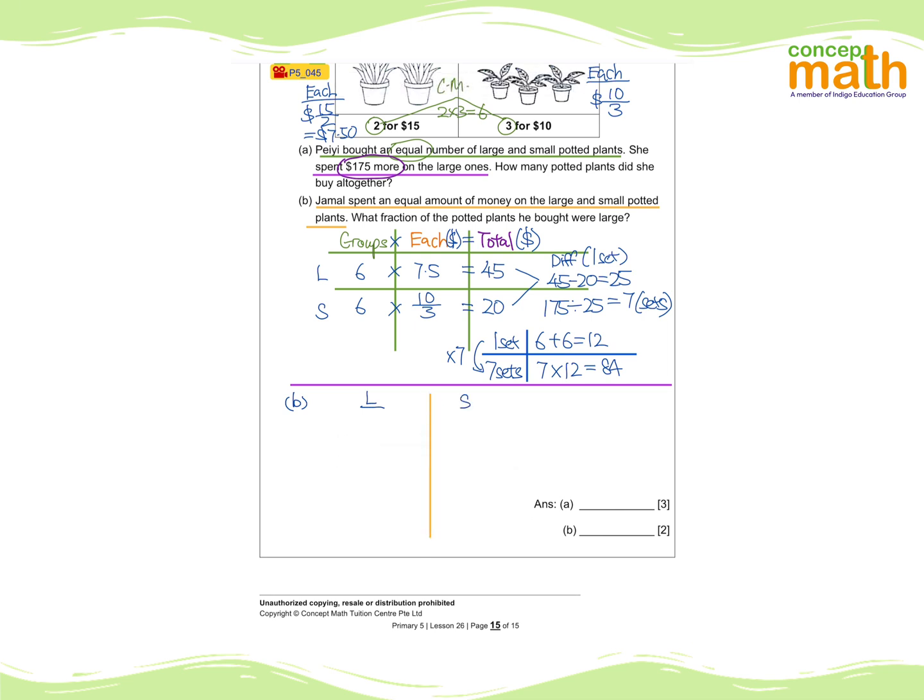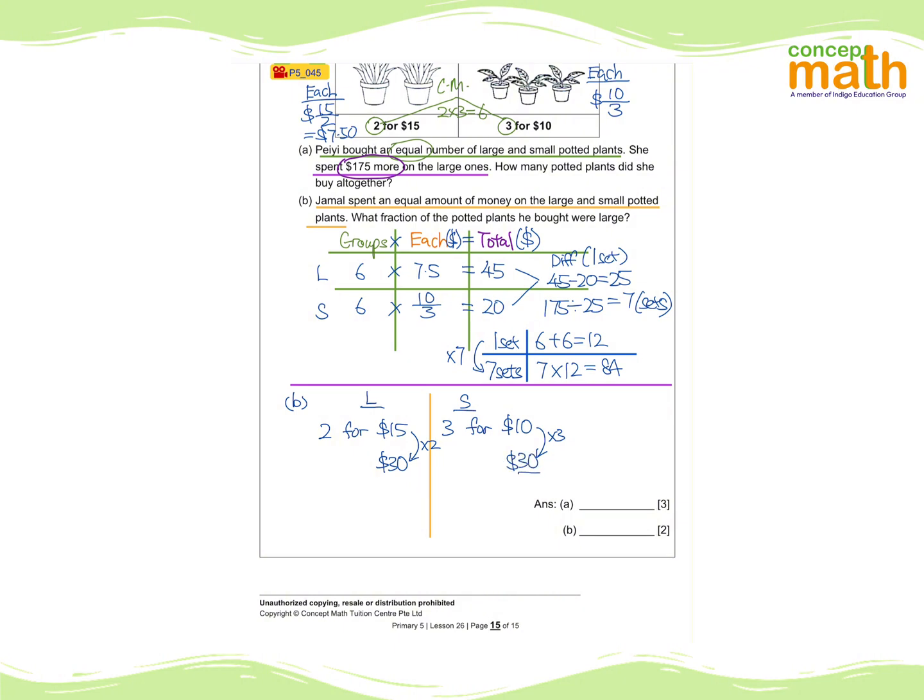okay, the large potted plant is selling at 2 for $15, and the small potted plant is selling at 3 for $10. So if we were to spend an equal amount of money, we have to find a common multiple of $15 and $10. So the smallest common multiple we can think of is $30, because 15 multiplied by 2 will be $30, and then 10 multiplied by 3 will give us $30.